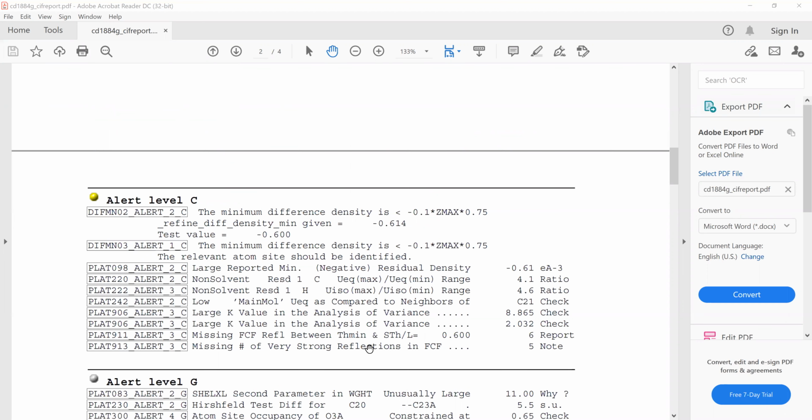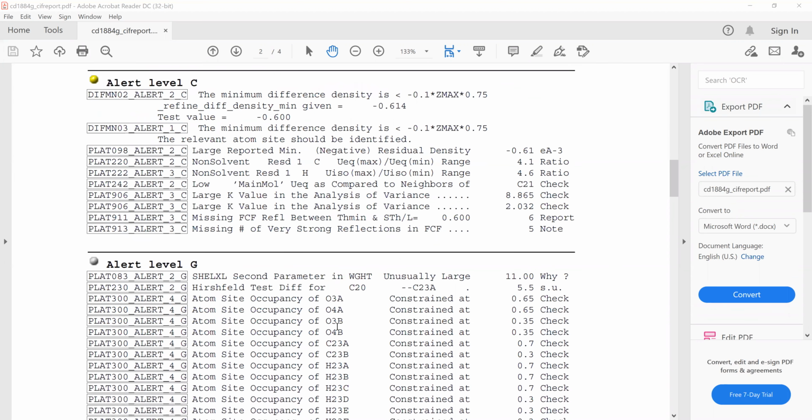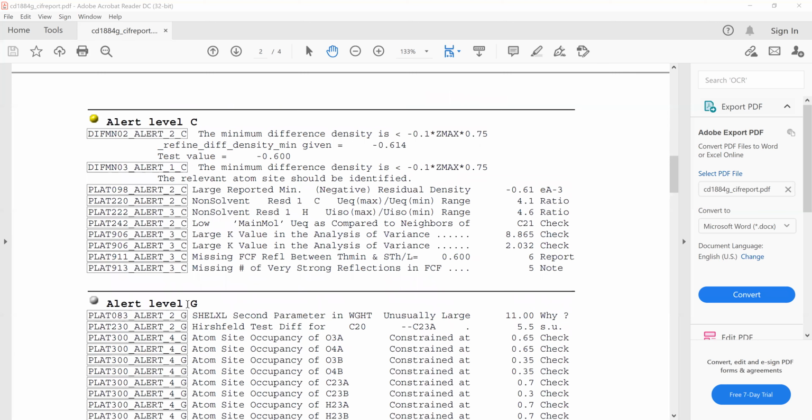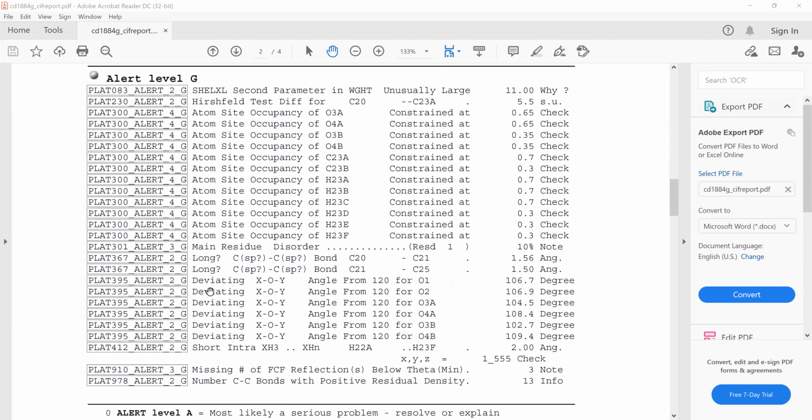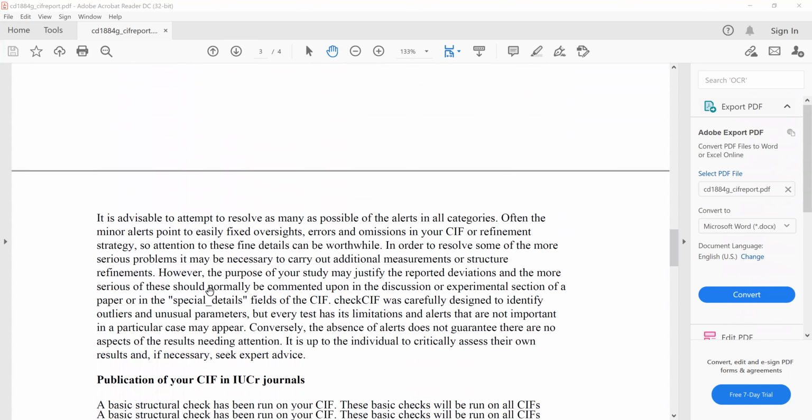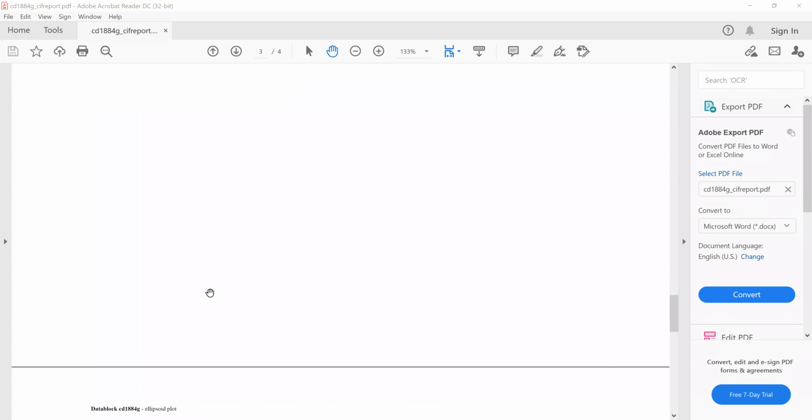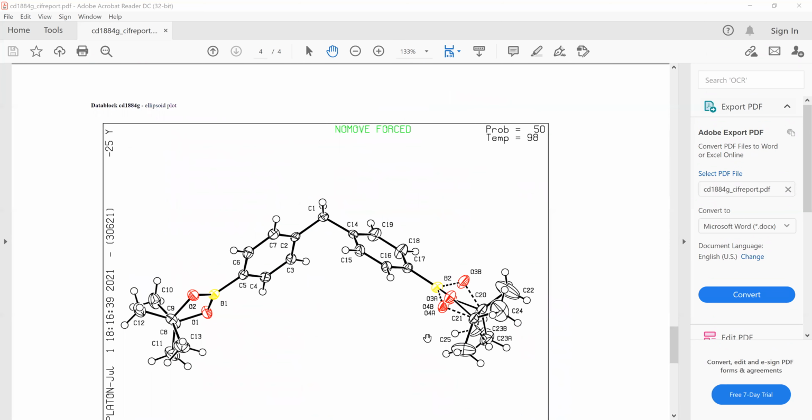We only have some alert level C and G errors. For example, not that it's very important, but here we have a Hirshfeld difference between C20 and C23A. So maybe we have to go back and model that disorder a little better, but this G error, it's okay. It's not a major problem with the structure. And so we're good. The checkCIF works. No major systematic errors with the structure. And so that's modeling this disorder in this ring here.